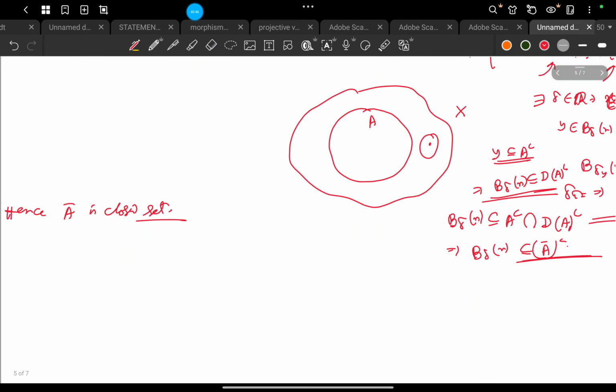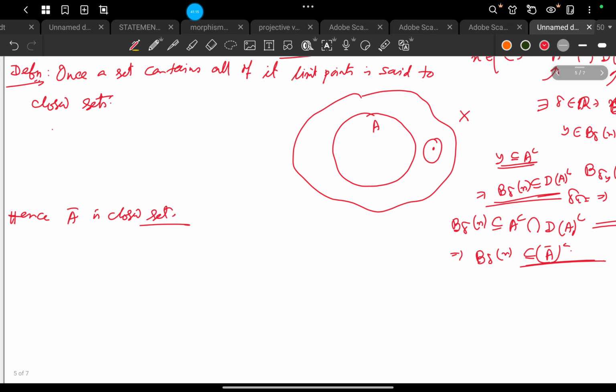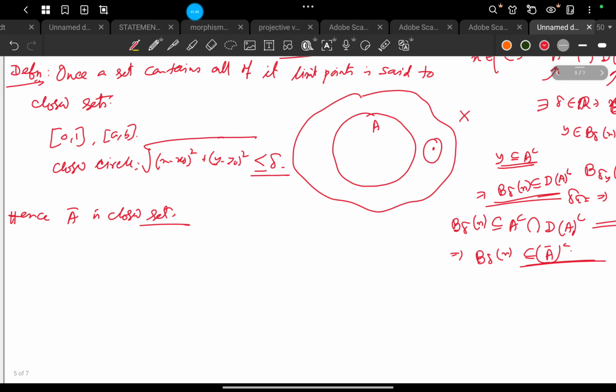So the definition that I promised you to give in terms of limit points is the following. Once a set contains all of its limit points, it is said to be a closed set. As an example, the most common example is any closed interval 0 1, a b, whatever, or a closed circle.